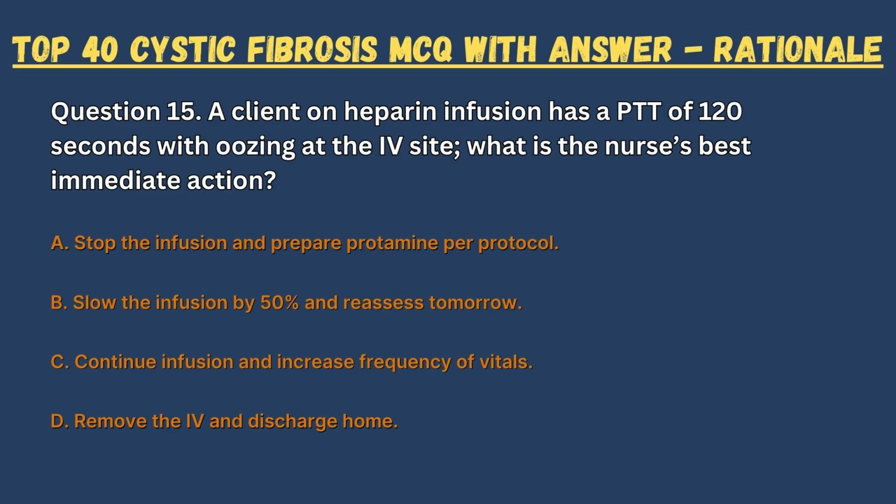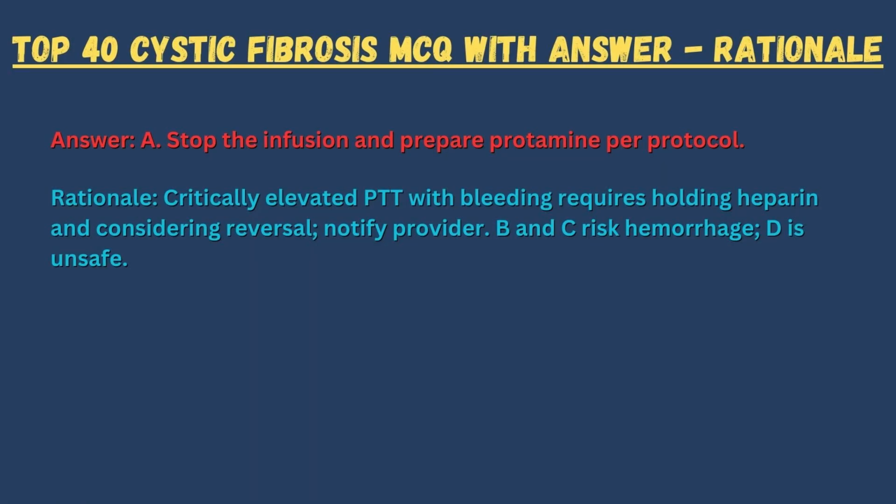A. Stop the infusion and prepare protamine per protocol. B. Slow the infusion by 50% and reassess tomorrow. C. Continue infusion and increase frequency of vitals. D. Remove the IV and discharge home. Answer: A. Stop the infusion and prepare protamine per protocol.